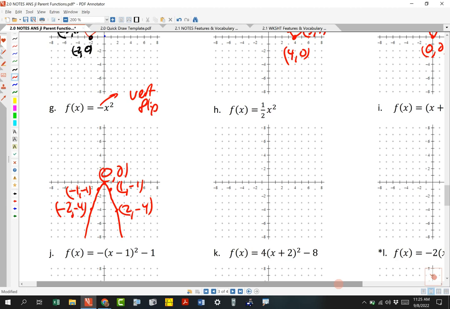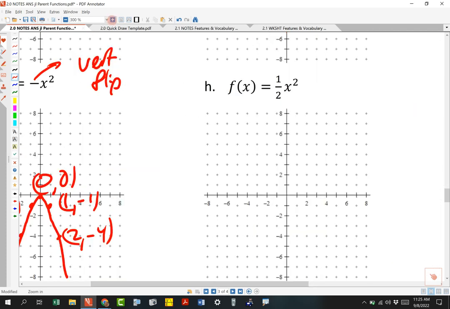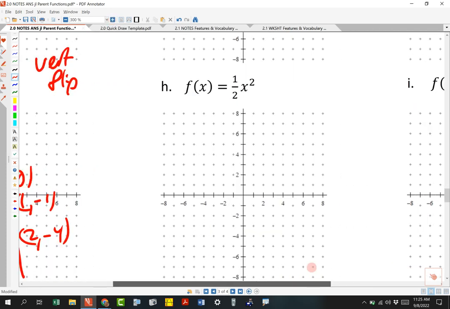Okay. Cy, can you tell us what that 1/2 does? It shrinks it vertically. Okay. This is a vertical shrink by a factor of 1/2. So here's what we're going to write. We're going to write vert. shrink, and we're going to write factor 1/2.